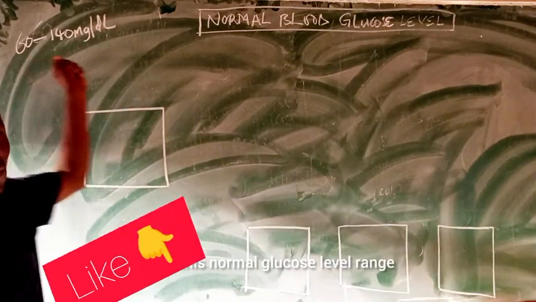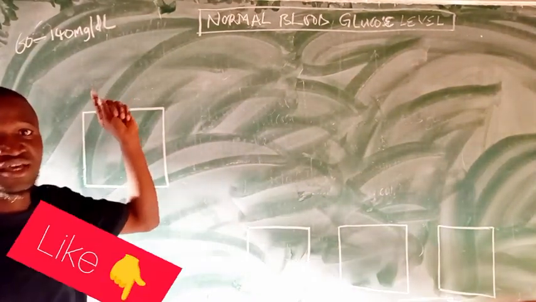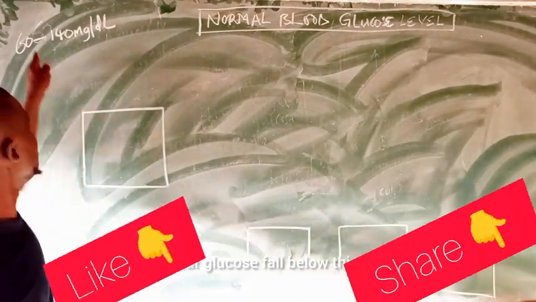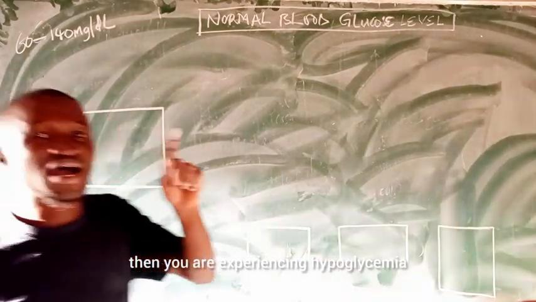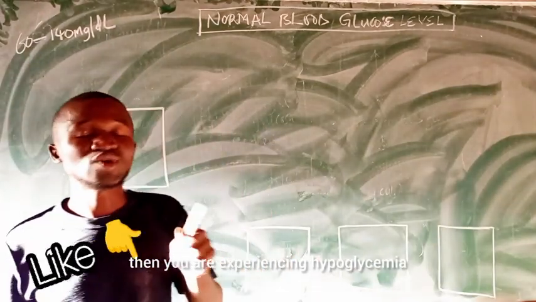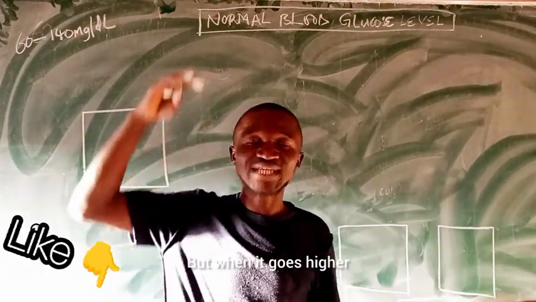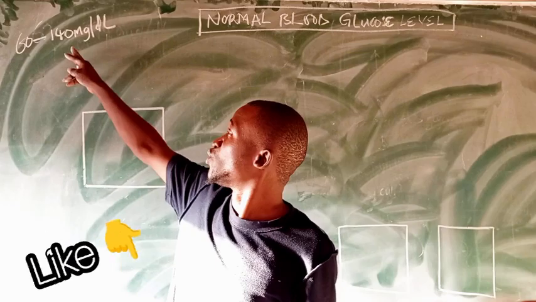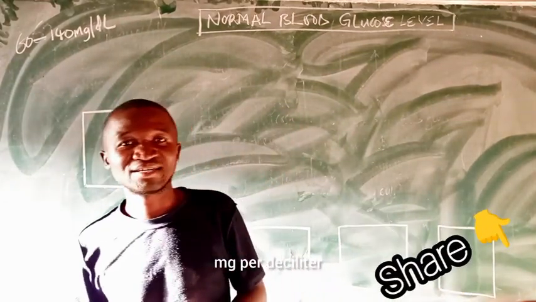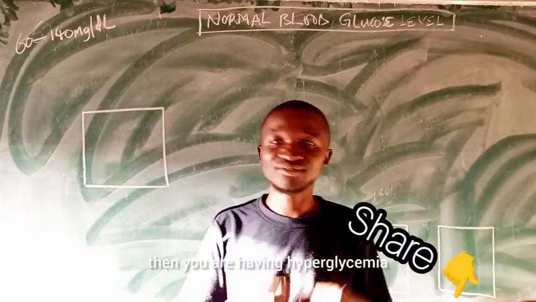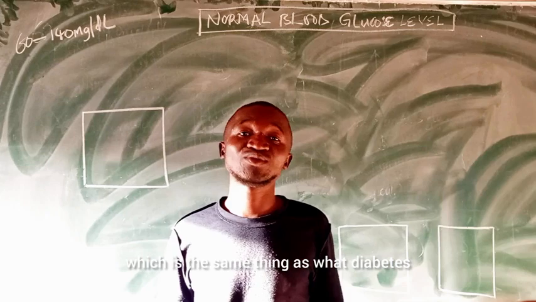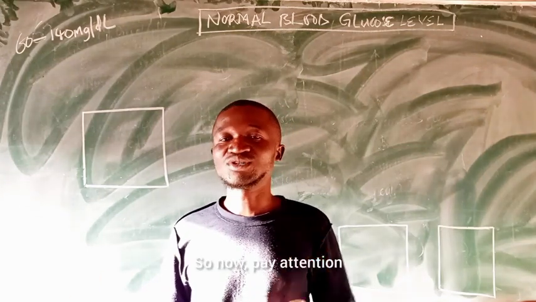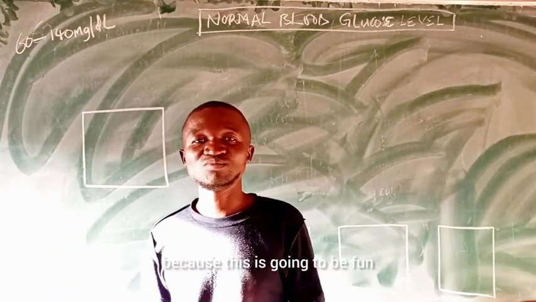Now, this is the normal glucose level range. If your glucose falls below 60, then you are experiencing hypoglycemia. But when it goes higher, that is above 140 milligram per deciliter, then you are having hyperglycemia, which is the same thing as what? Diabetes. So now pay attention because this is going to be fun.